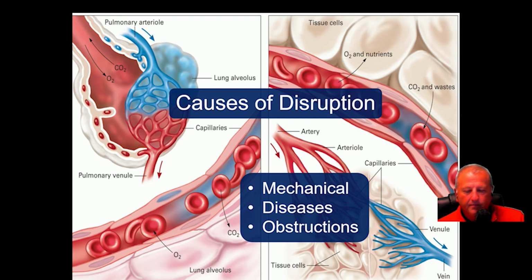Okay, so let's talk about causes of disruption. So there's mechanical, there's disease or obstructions, right? So mechanical process, okay? This is everything that helps you to breathe minus the gas exchange. So your diaphragm, your intercostal muscles, your rib cage, all that stuff, mechanical. That is what helps you to take care of the mechanical process of breathing.